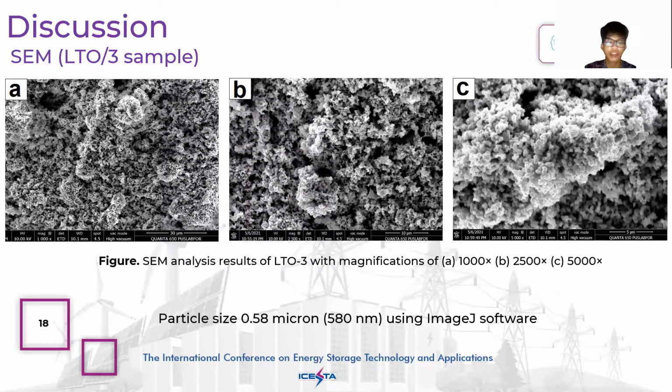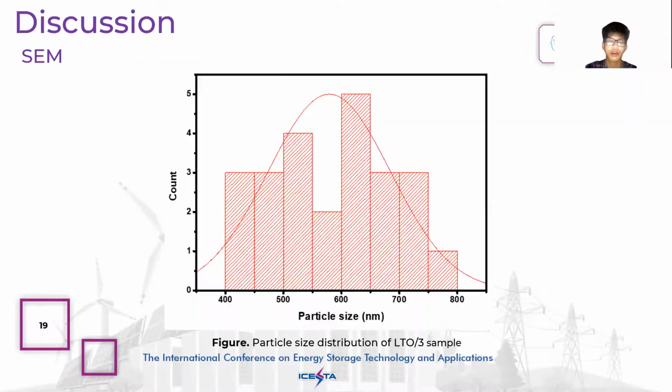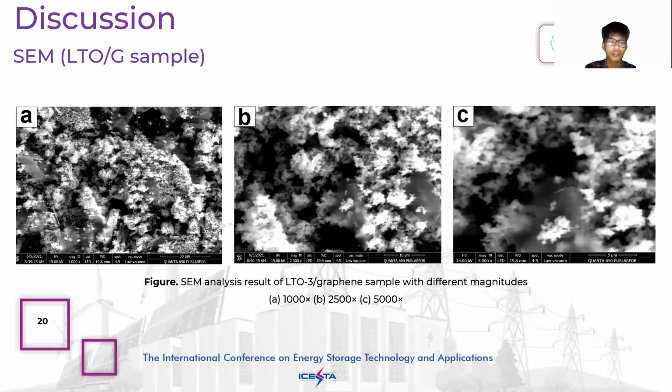And now our SEM results. Our LTO has a quasi-cubic grain with 0.58 particle size by using ImageJ software. And as we can see, our LTO size is normally distributed. Now, here's our SEM results of LTO plus graphene.